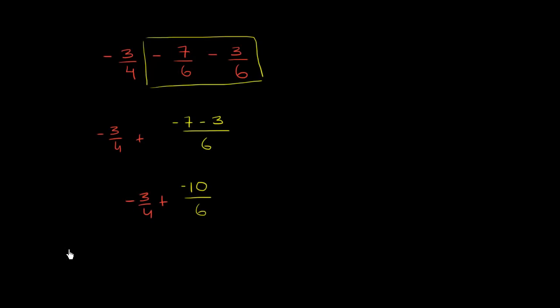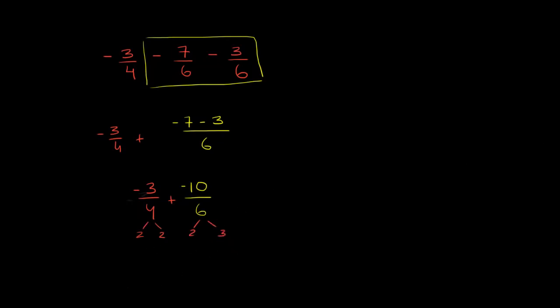And now I have to worry about finding a common denominator. What is the smallest number that is a multiple of both 4 and 6? Well, it might jump out at you that it's 12. You can literally just go through the multiples of 4, or you could look at the prime factorization of both of these numbers. And what's the smallest number that has all of the prime factors of both of these? So you need two 2's, and you need a 2 and a 3. So if you have two 2's and a 3, that's 4 times 3, which is 12.